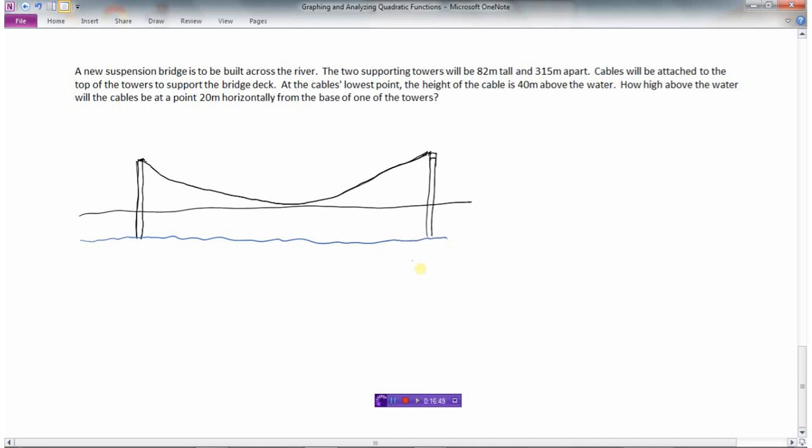All right. Now, what do we know? We know that this distance here is 82. So is this. And we know that this distance here is 40. And we know this whole horizontal distance is 315.